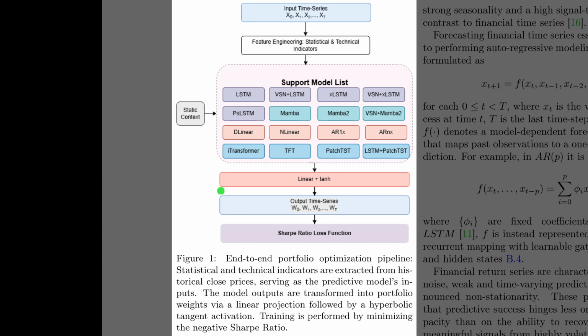The network's output is subsequently transformed into portfolio weights using a linear projection and a hyperbolic tangent activation, which keeps the position sizes bounded. Finally, rather than minimizing standard prediction errors, the pipeline is trained to directly minimize the negative Sharpe ratio, ensuring the model learns to balance expected returns against risk.